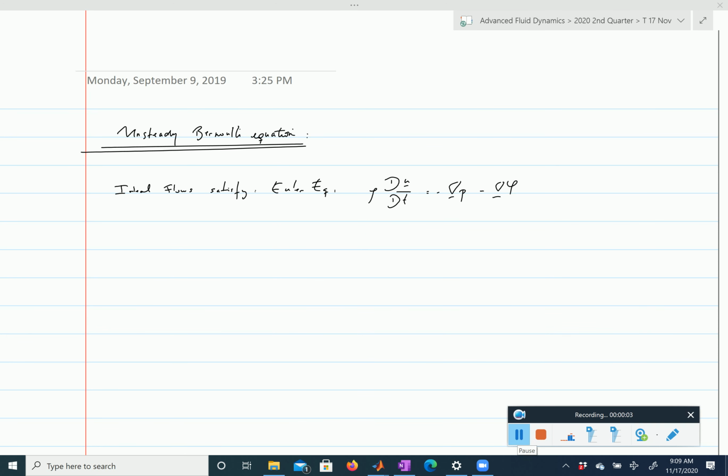Here we are going to discuss the unsteady Bernoulli equation, which is satisfied by ideal flows. We just discussed that ideal flows satisfy the Euler equation. Here I wrote the body force term. I'm assuming that the body force term derives from a potential, so it's a conservative force, such that the force can be written as minus the gradient of a force potential. So this is our body force here.